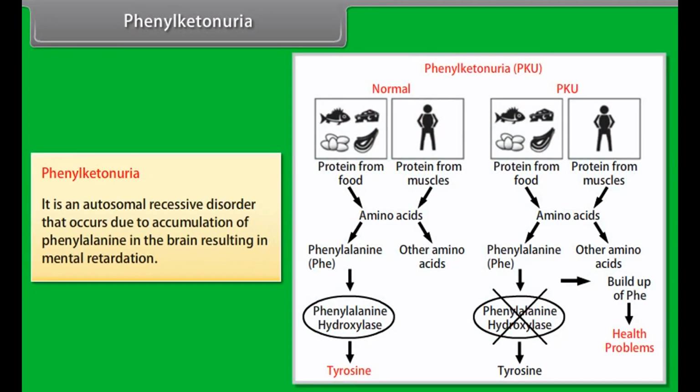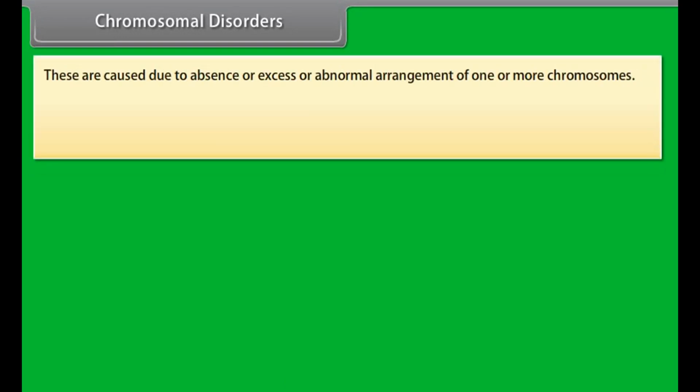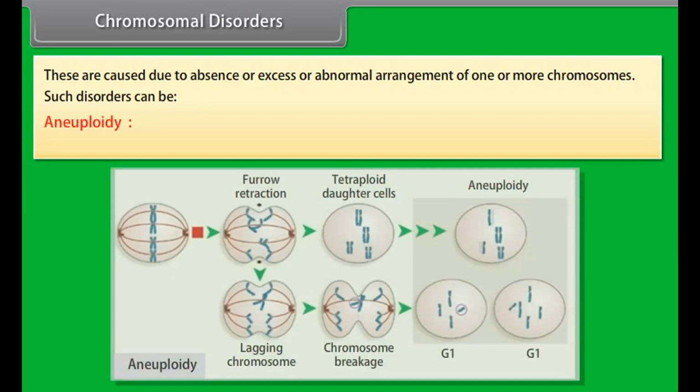Phenylketonuria. It is an autosomal recessive disorder that occurs due to accumulation of phenylalanine in the brain, resulting in mental retardation. Chromosomal disorders. These are caused due to absence or excess or abnormal arrangement of one or more chromosomes. Such disorders can be aneuploidy.